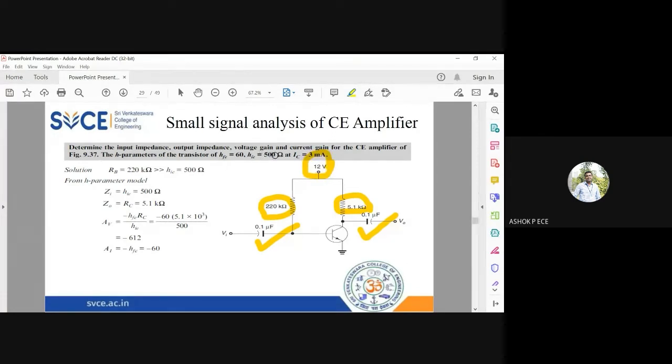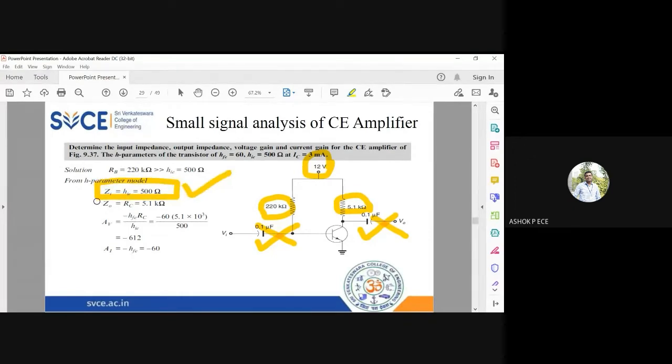hie and hfe values are given. hie is 500 ohms and hfe is 60 and IC value 3 milliamperes. These capacitors will not have any role to play in your problem, so don't worry about the value of these capacitors. Already you know the expression for input impedance. The actual value is RB parallel to hie, so 220K parallel to 500. But the approximate value is only hie. So whatever you do, you'll get the answer in the exam.